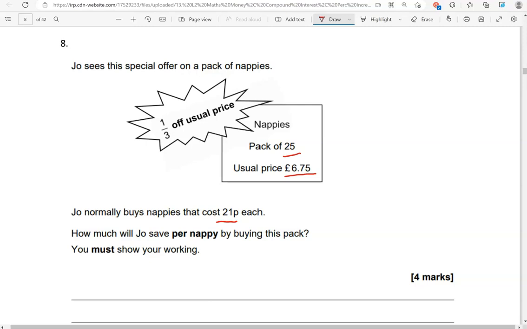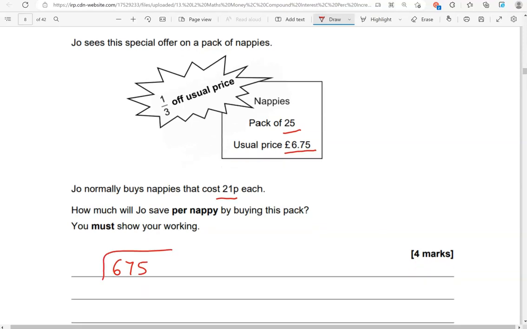So usual price is £6.75, and I'm going to convert this into pence, which is 675 pence, because there are 100 pence in a pound. So if I divide this by 25, how many 25s fit into 67? That is just 2 of them, which makes 50. So 67 take away 50 gives us 17.